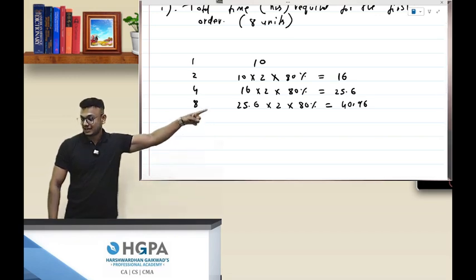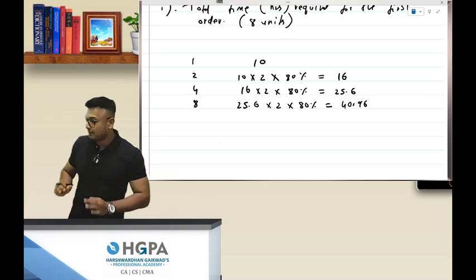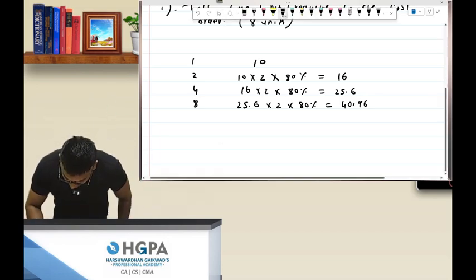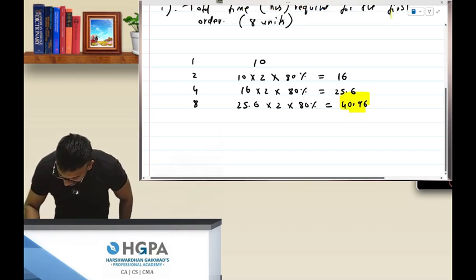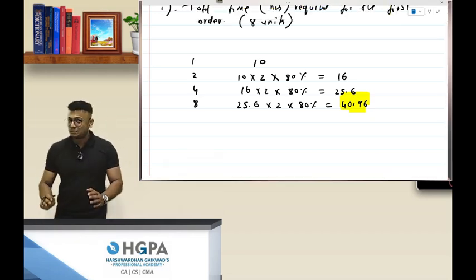Have you got this answer? 8 units, yes or no? Please tell me. Have you got this answer? 40.96. Is it there in your book? Everybody, yes or no? Okay, so if it is there, and it's very simple, boss, it's very simple.